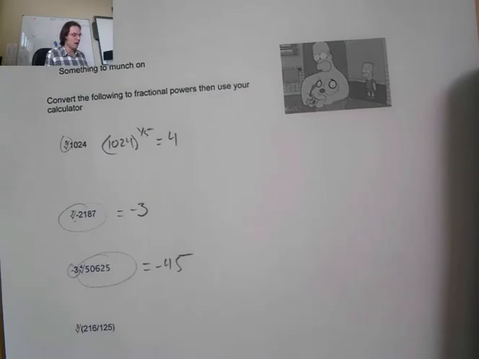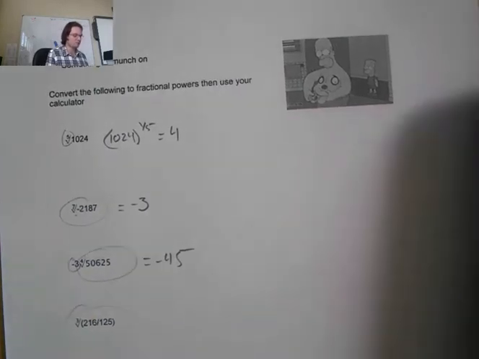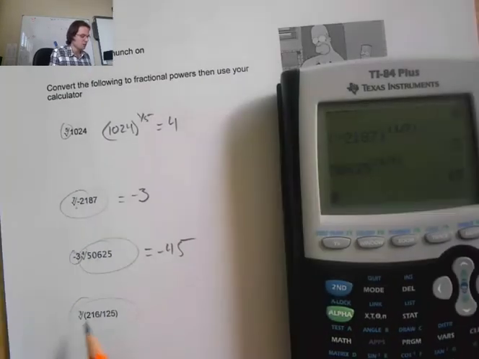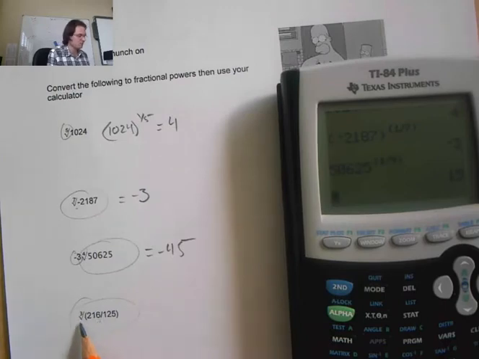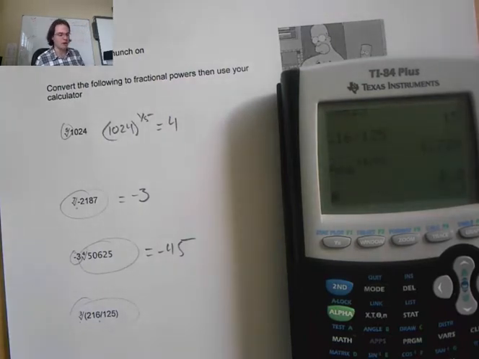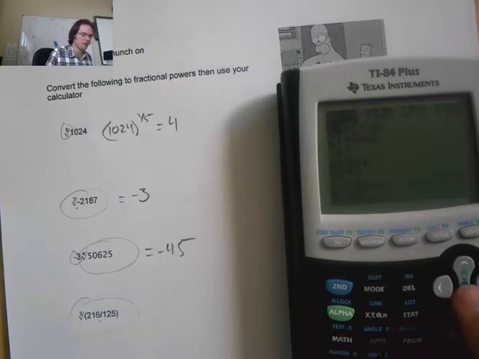Okay? Now, how about this one here? So we have 216 divided by 125. So we'll go 216 divided by 125. Enter. And all of that to the power of bracket 1 divided by 3. And I'm going to get 1.2, put my answer in a fraction. I get 6 over 5.